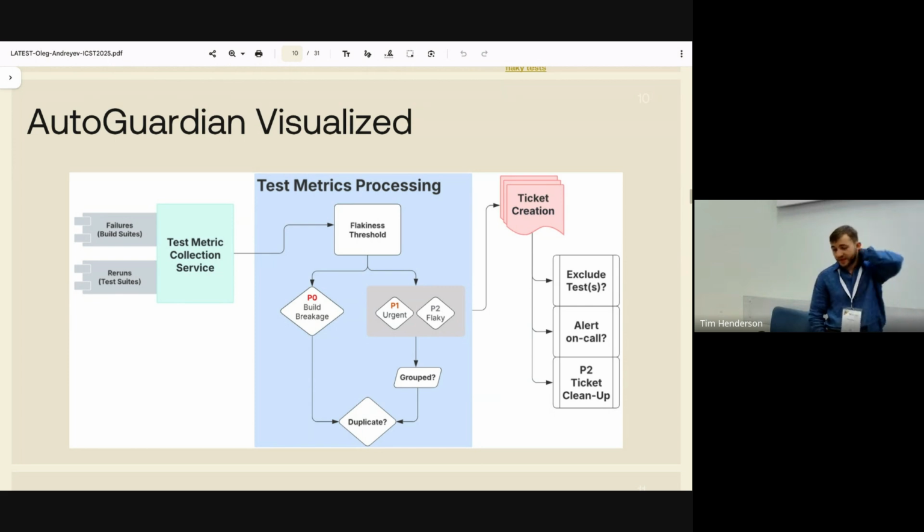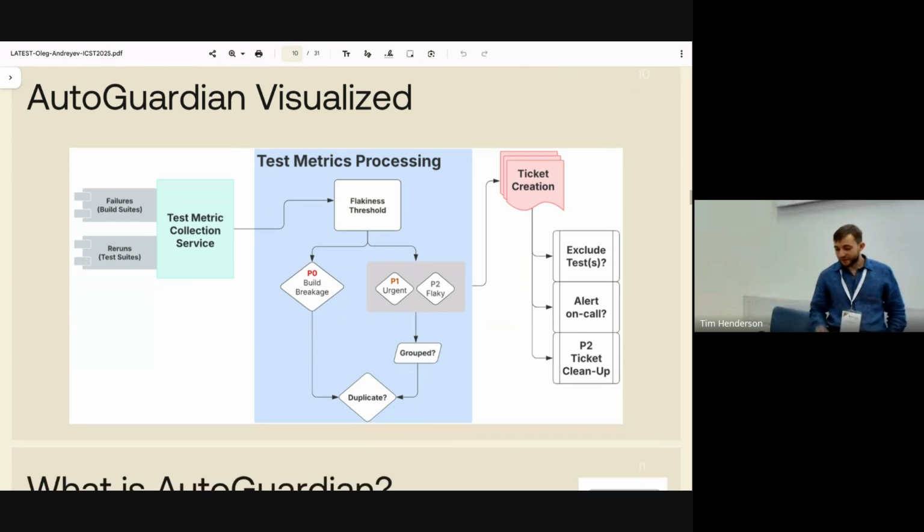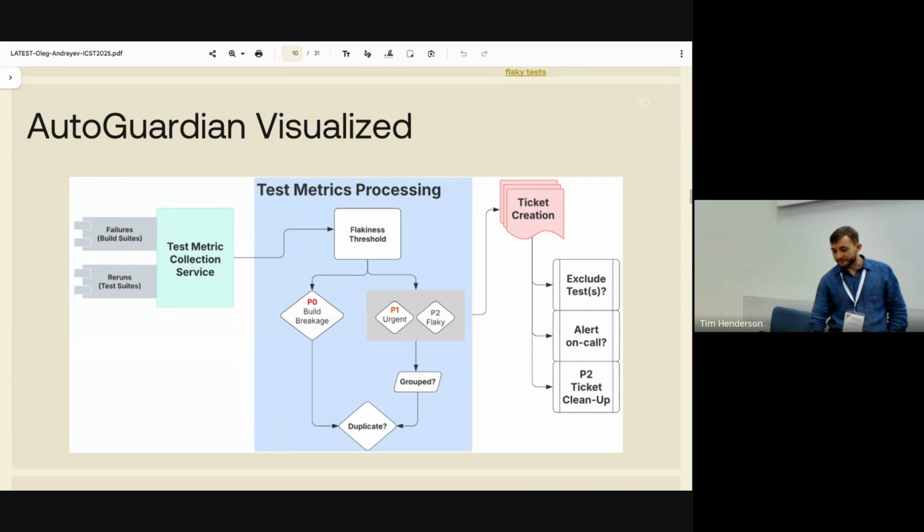These two classes have separate custom logic, and then we look at grouping them and deduping them. When a ticket finally gets created, if it's a P1, we exclude the test from developers needing to run it on their merges. We alert their team on call, and if there is a lower threshold P2 flaky test, we close it out. For P2s, we don't exclude the test, and we don't alert the team on call. This is more of a data gathering exercise, but it is actionable.